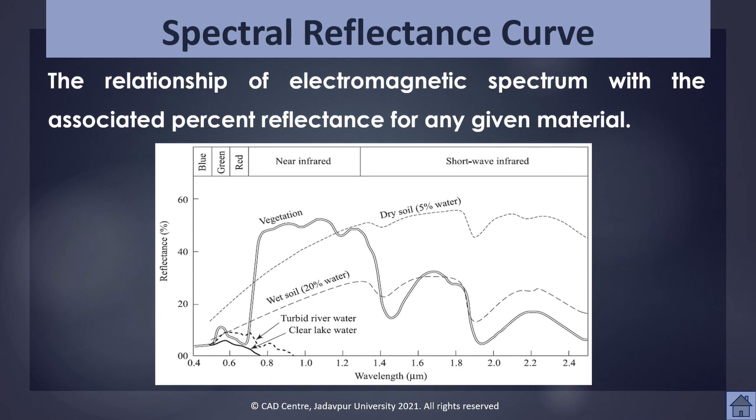For example, water and vegetation may reflect somewhat similarly in the red band, but are almost always separable in the near infrared band, because in the near infrared band vegetation has very high reflectance. It appears very bright, but water appears very dark because of the high absorption.